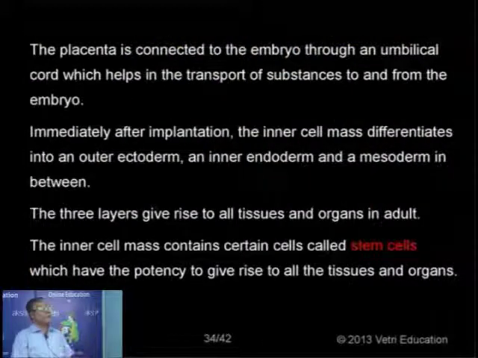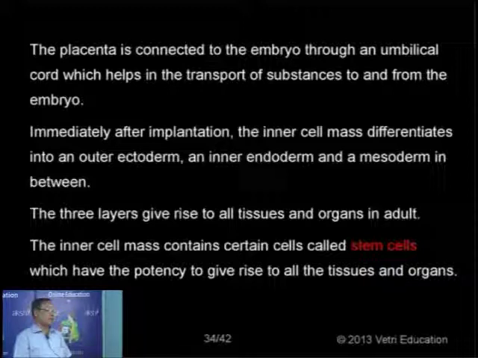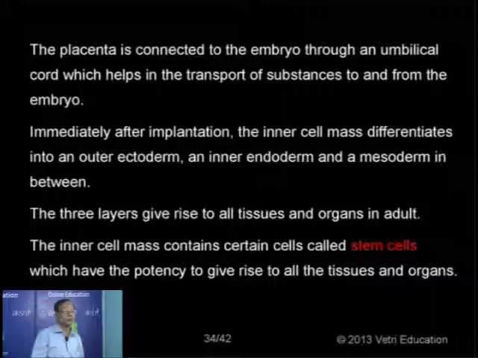So what will happen now? Immediately after implantation, the trophoblast takes part in the formation of the finger-like projections to form the placenta. And what is the fate of the inner cell mass? The inner cell mass forms the embryo, and it gets differentiated into three germinal layers, namely the ectoderm, endoderm and mesoderm. Once these three layers are formed, the various organs and organ systems are formed from them. That phenomenon is called organogenesis.